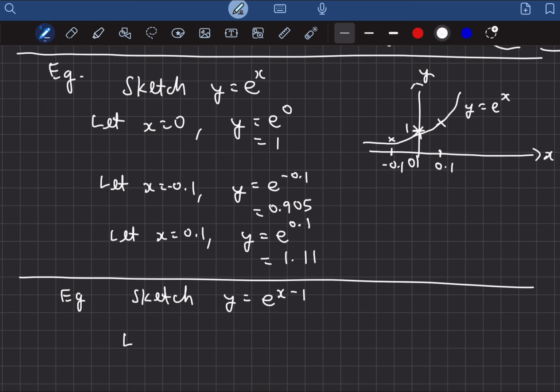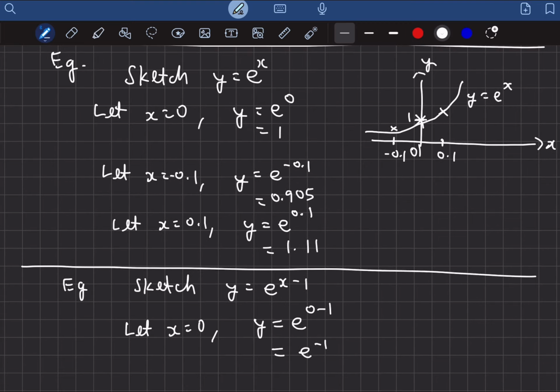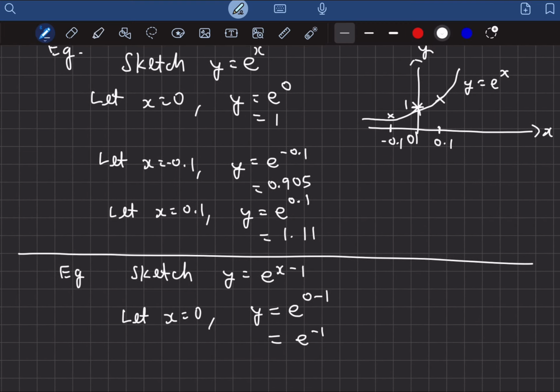So I let x equals to 0. So I have y equals to e to the power of 0 minus 1. So I have e to the power of minus 1. We key in the calculator, e to the power of minus 1, and it is 0.368. So maybe here, 0.368. So the curve cuts across here.